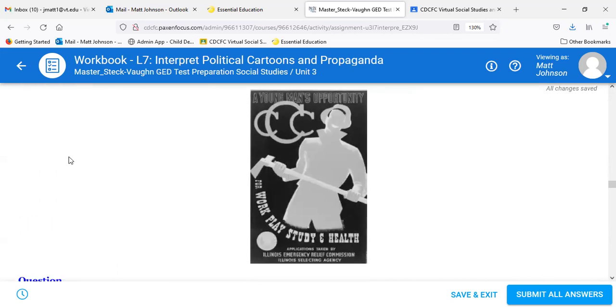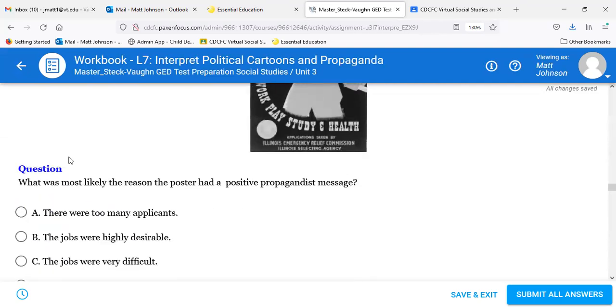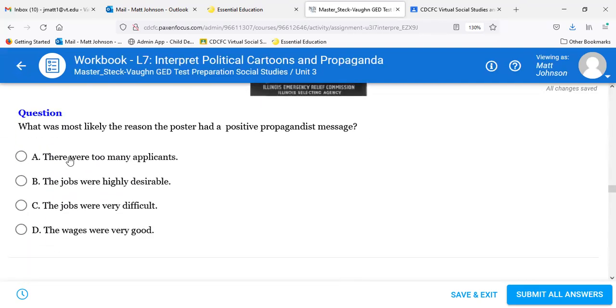And we got our poster again. Christiana, you want to read number 8 for us? I think she's still MIA. I will. You want me to? Yeah, go ahead. What was most likely the reason the poster had a positive propagandist message? A, there were too many applicants. B, the jobs were highly desirable. C, the jobs were very difficult. Or D, the wages were very good.